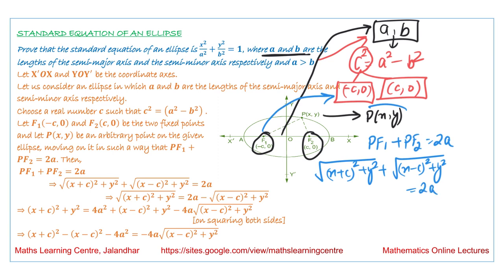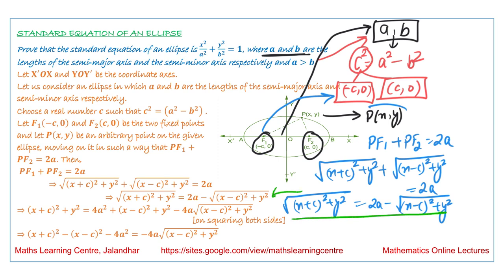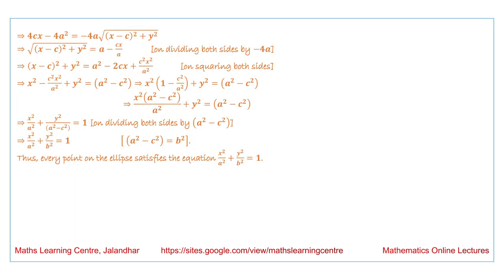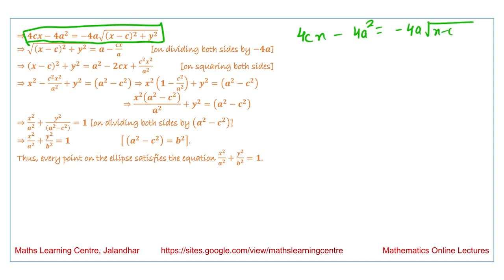So we can write it in the form square root of (x plus c) square plus y square is equal to 2a minus square root of (x minus c) square plus y square. If we square both sides of this equation, we obtain the equation in this form: 4cx minus 4a square is equal to minus 4a times square root of (x minus c) square plus y square.